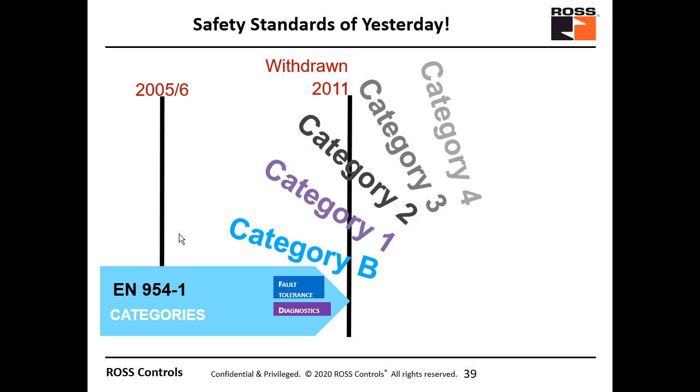If we look at what made up categories, it was basically a circuit, and that circuit is either single channel or dual channel. Single channel is not fault tolerant. A dual channel is fault tolerant. So it's got a structure piece to it. It also has some diagnostics. But category, as I said, was withdrawn. What we had was category B to category 4. Now, I want to show you why that standard was withdrawn.